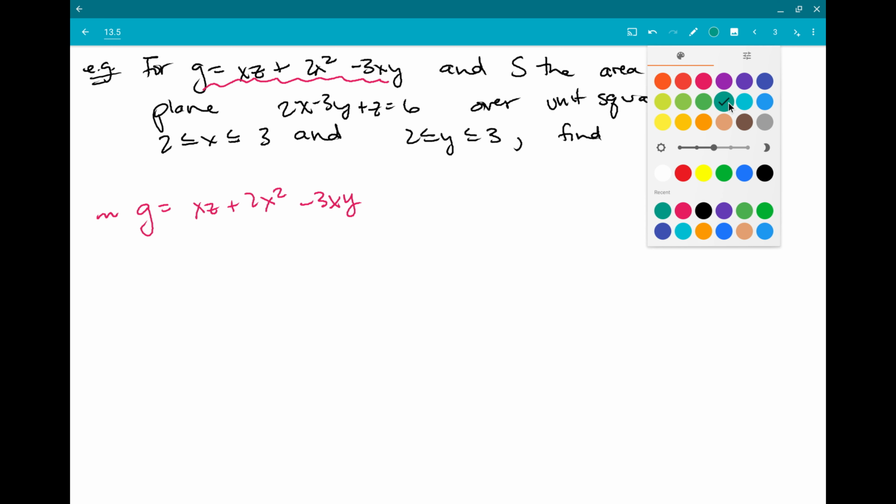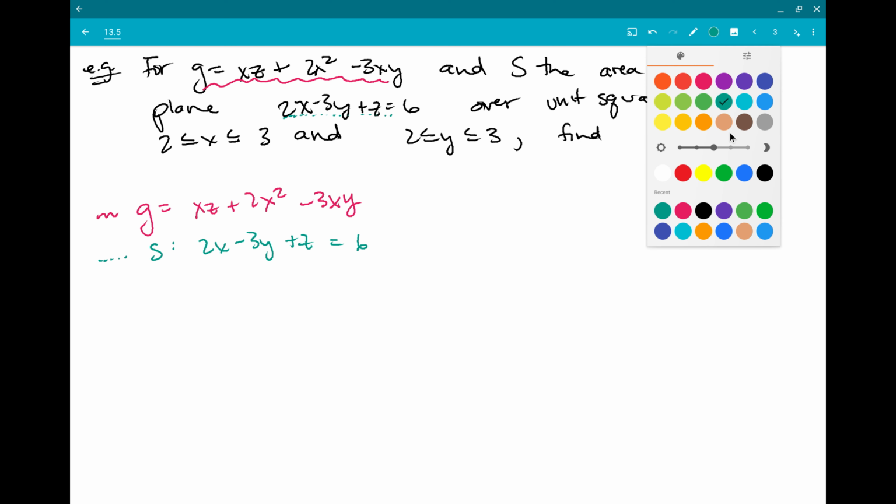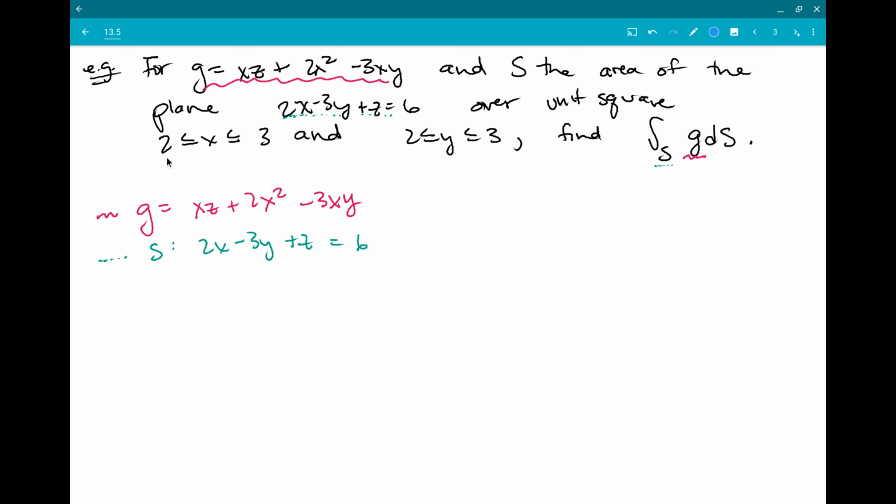And then the actual surface we're thinking about is this plane right here. Oh, sorry, that was 2x, not 2 minus x. And then the piece that we kind of have left over that we haven't used yet is this. 2 less than or equal to x less than or equal to 3. And 2 less than or equal to y less than or equal to 3.